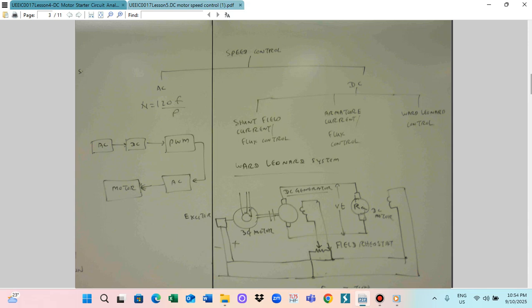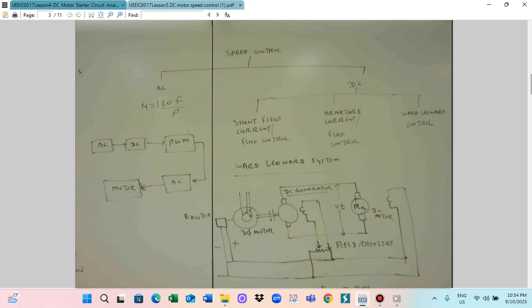Apart from this kind of electronic speed control system, for very heavy duty machines we also utilize other kinds of speed control systems. For AC motor speed control, we can change the supply frequency to control the AC motor speed. For DC motor speed control, there are three major methods. Shunt current control, which I already gave you, lets us control the current flow in the shunt or the armature current. You can also control the armature current and the Ward Leonard control system.